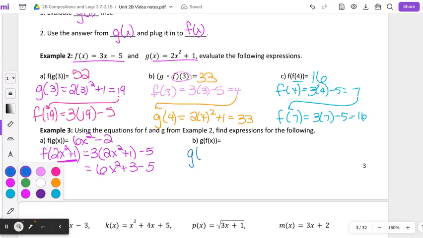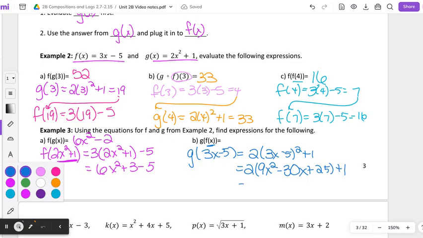All right, and then over on this one, g of f of x. Well, f of x was the 3x minus 5. So we're going to do 2 times (3x minus 5) squared. So (3x minus 5) squared is 9x squared minus 30x plus 25, double distribute. Now if we distribute the 2, and then lastly just combine with that 1, 18x squared minus 60x plus 51.